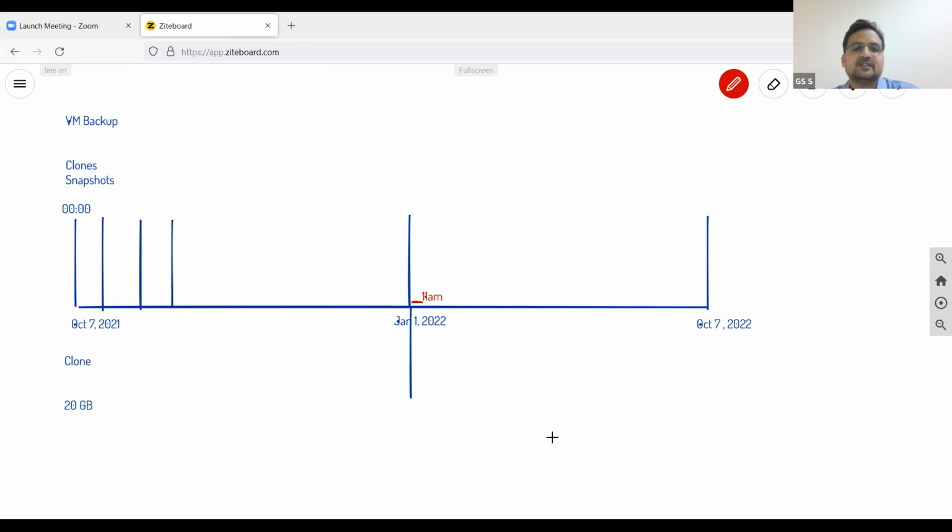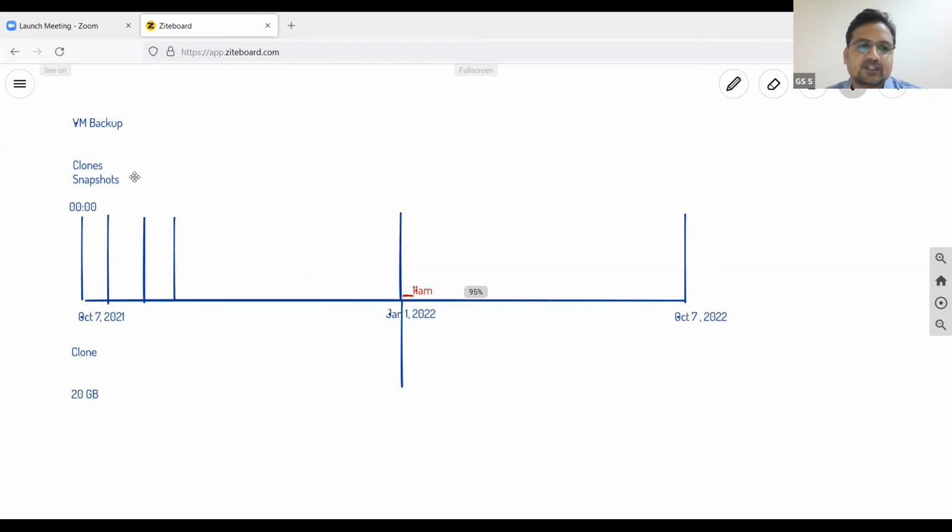See, one thing I can do is take a backup every hour. But if every hour I create a 20 GB copy, it will create a huge backup. Even 20 GB every day creates huge storage. And storage is cheap, but it is bulky, right? So what can we do?